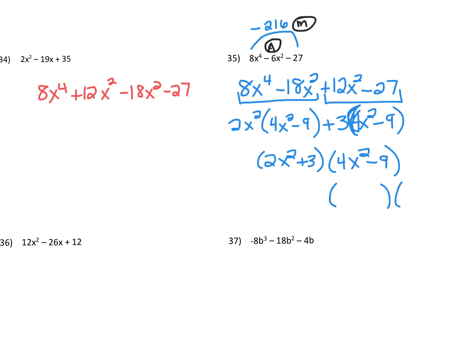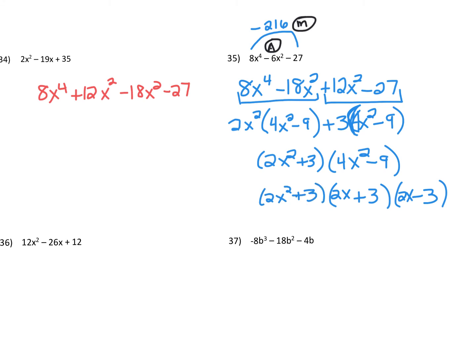We set up 2 sets of parentheses, one addition and one subtraction, and we take the square root of this first term and put it in the first spot in each parenthesis. And we take the square root of the second term and put it in the second spot in each parenthesis. And then don't forget to bring down this common factor of 2x squared plus 3.